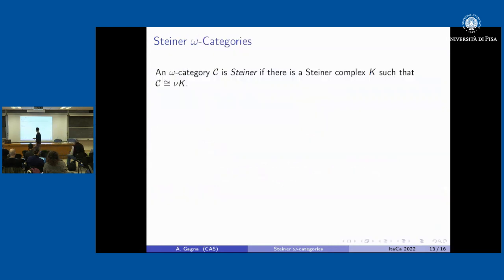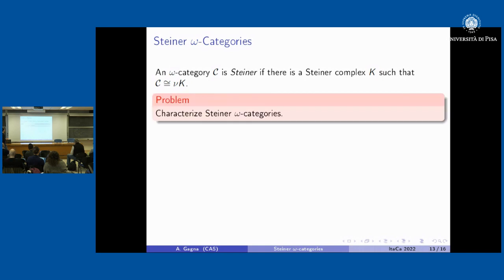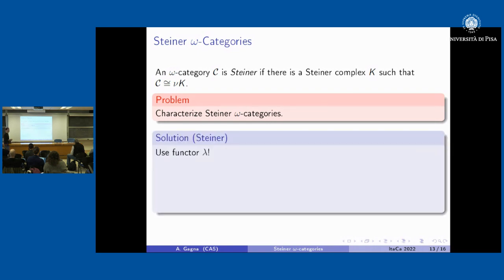And now we have a question. Can we identify the omega categories that are in the essential image of this functor nu by Steiner complexes? Can we characterize the Steiner omega categories? Steiner himself proposed the solution, and he said, use the lambda functor, use the left adjoint, the linearization.